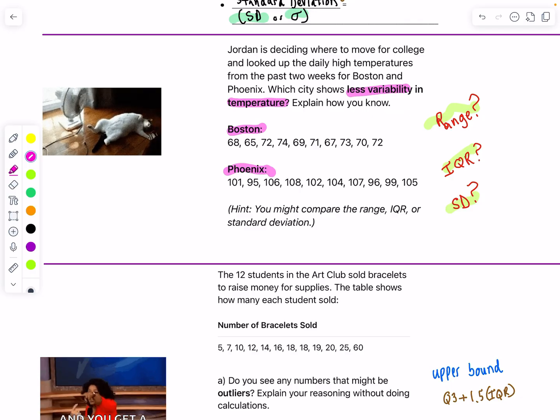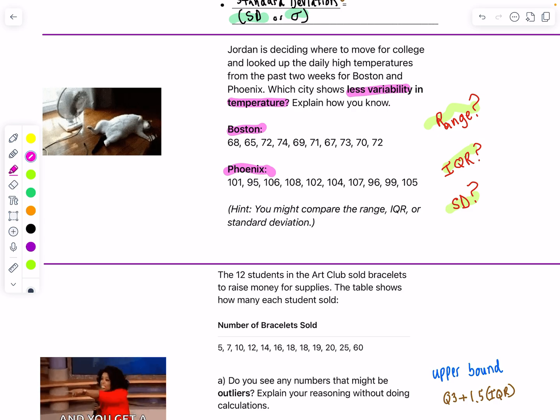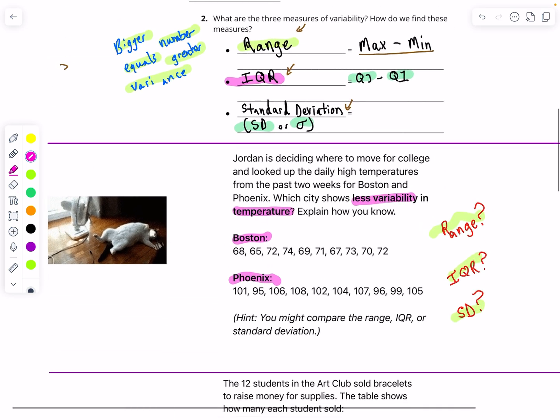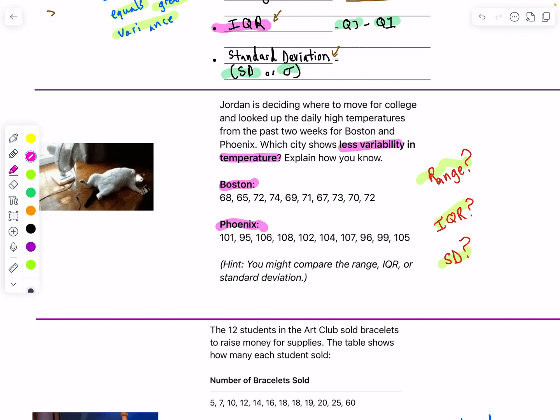So let's look at the data. We have to choose from these different types of measures. We can either use, like we said above in question 2, the range, the IQR, or the standard deviation. For me, I think the easiest one is just to find the range. All we have to do is identify the maximum number and then subtract the minimum number.